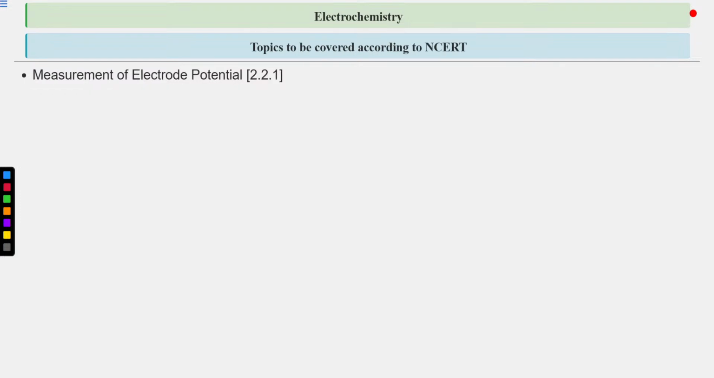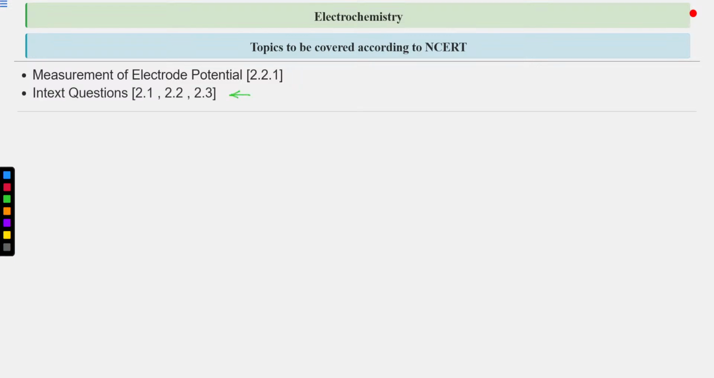Okay, so what are the topics which we are going to cover according to the NCERT in today's lecture? The first one is the measurement of electrode potential, which comes under the subsection of the NCERT textbook in the electrochemistry chapter, and it is marked as 2.2.1.